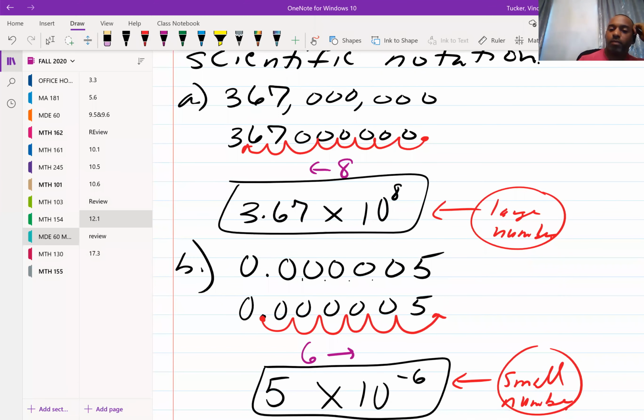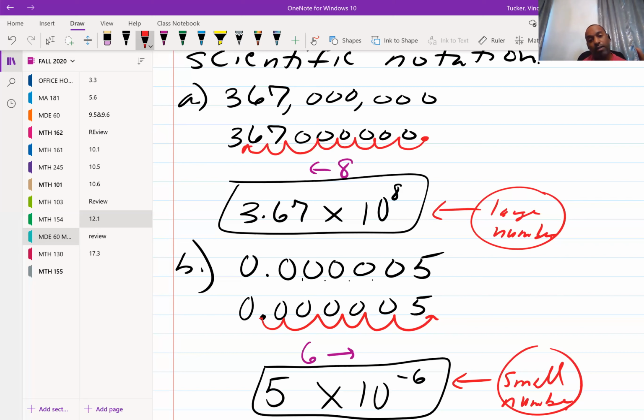Next one, we have 0.000005. It's the same thought process. This time the decimal is evident. You see the decimal, and you want to put it in a place where we create a number that's in between 1 and 10. So that'd be 1, 2, 3, 4, 5, 6. Putting the decimal behind the 5 creates the number 5, which is in between 1 and 10. So we moved 6 to the right.